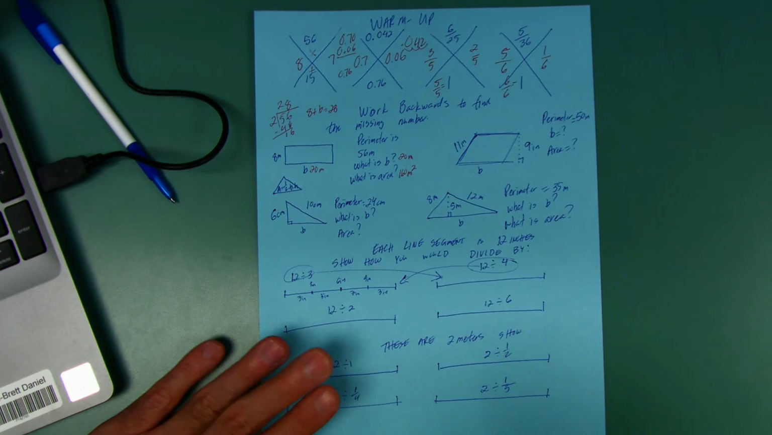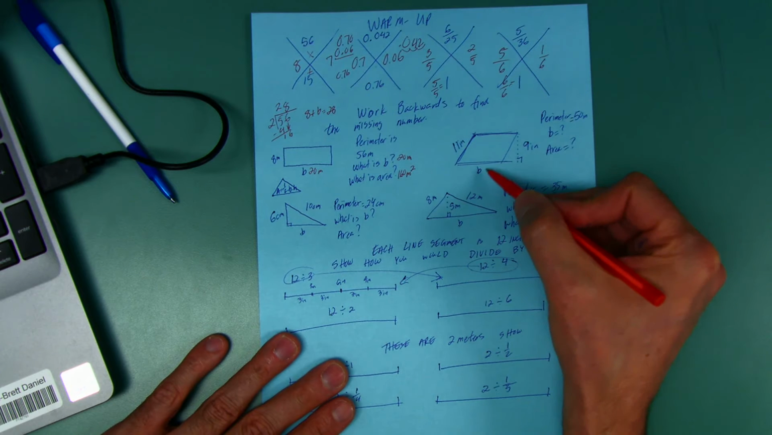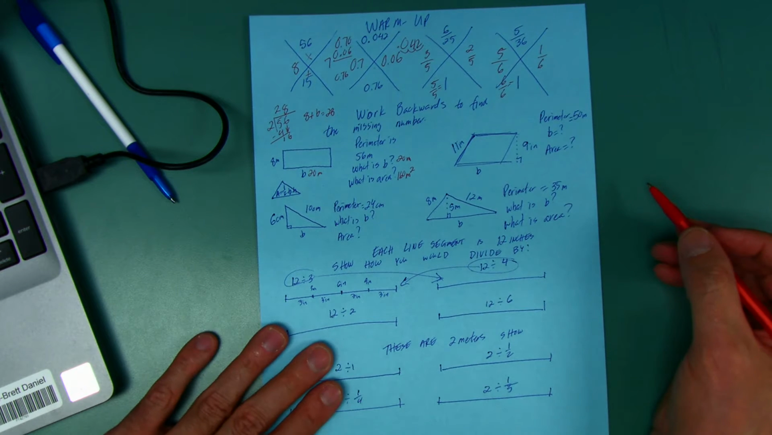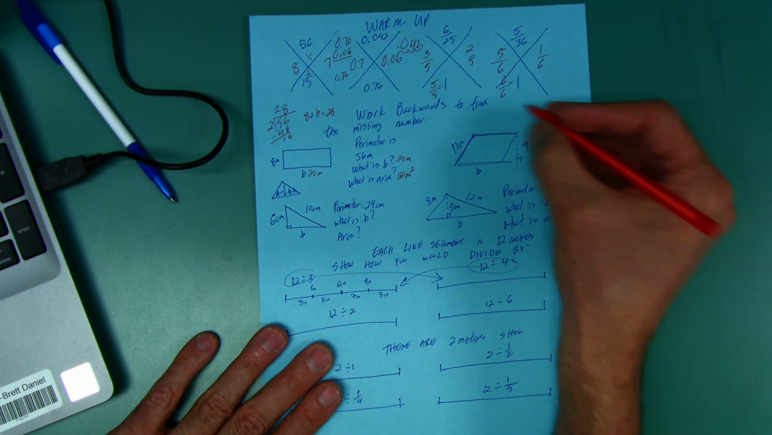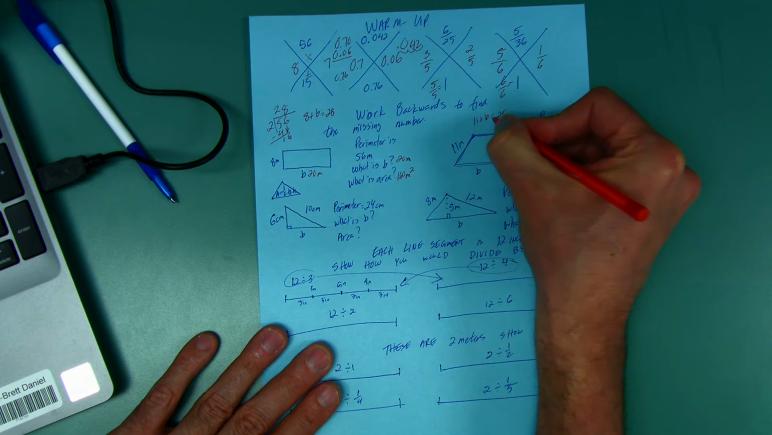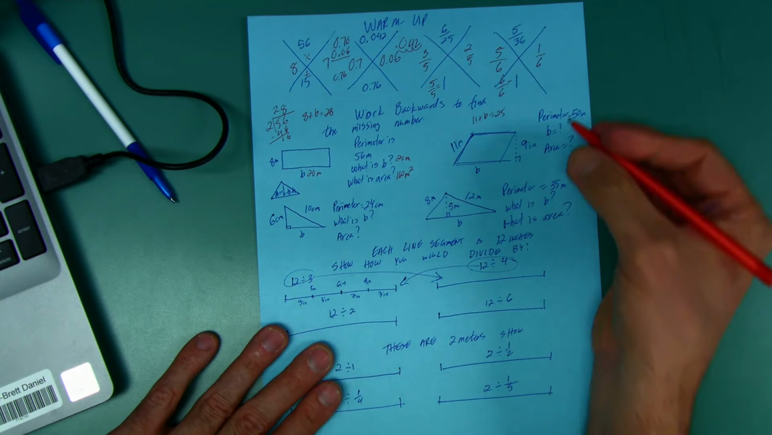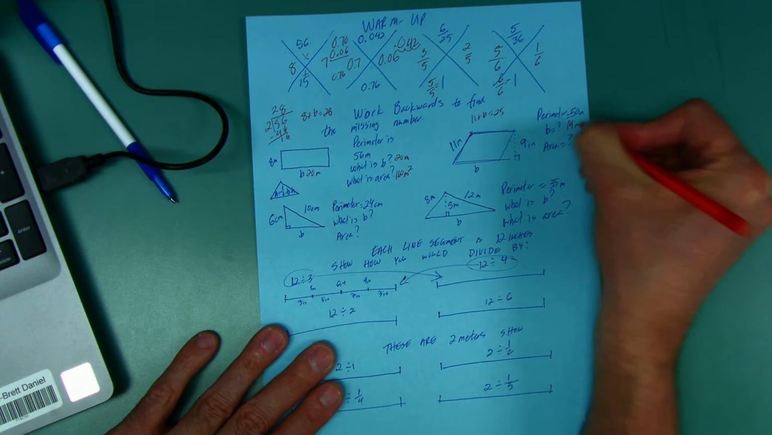All right, how about this parallelogram? This is 11, and the perimeter is 50. So 11 plus B plus 11 plus B is going to be 50. Well, what's halfway around then? Half of 50, 25. 11 plus B equals 25. B must be 25 minus 11, 14. And now we're talking inches.